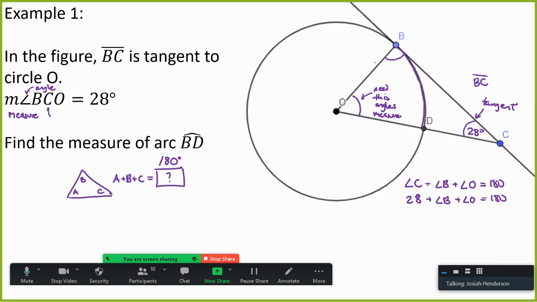That theorem we just did, theorem 1, says that the radius meets the tangent at a 90-degree angle. They're perpendicular. So that means we know angle B now. That means angle B right here is actually a 90-degree angle, a right angle. So I'm going to plug 90 in for angle B. 28 plus 90 plus the central angle O is 180. And now we can solve this equation for angle O, the measure of the central angle, and that will tell us what the arc BD's measure is. So if we subtract 90 from both sides, and if we subtract 28 from both sides, that'll tell us the central angle and therefore the arc BD.